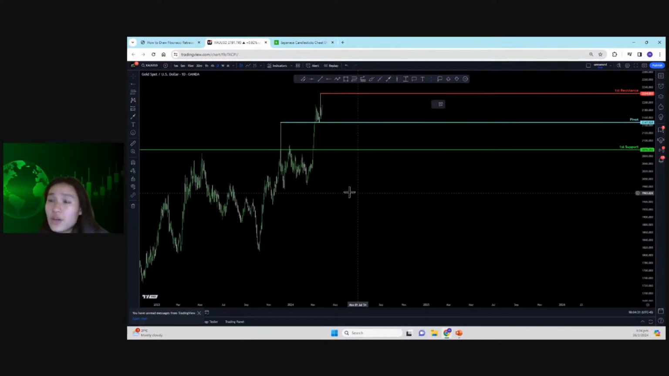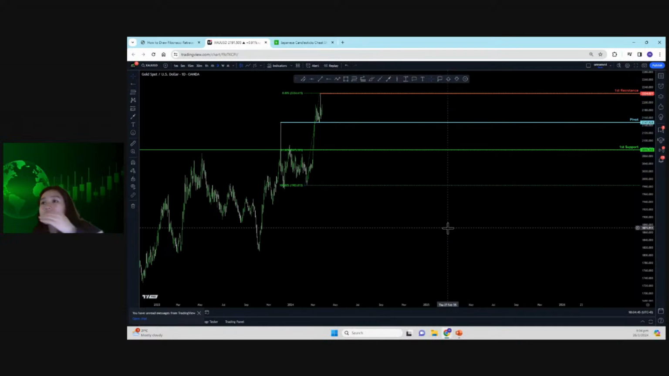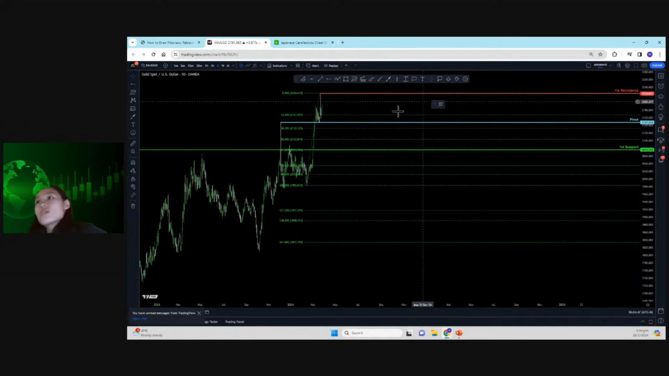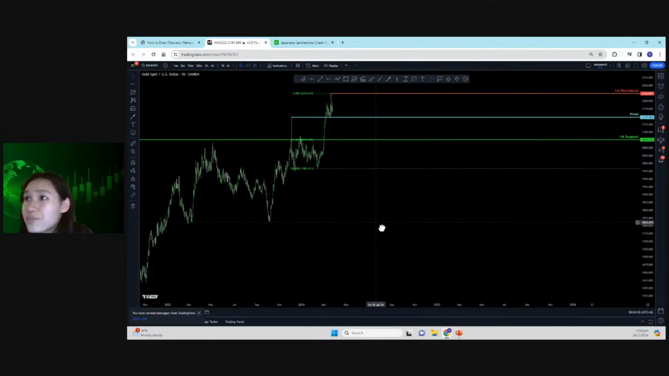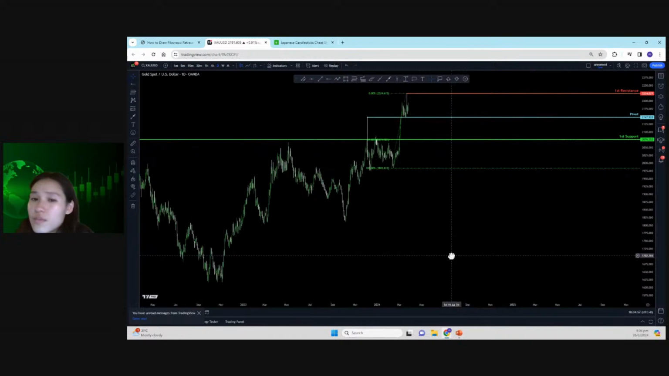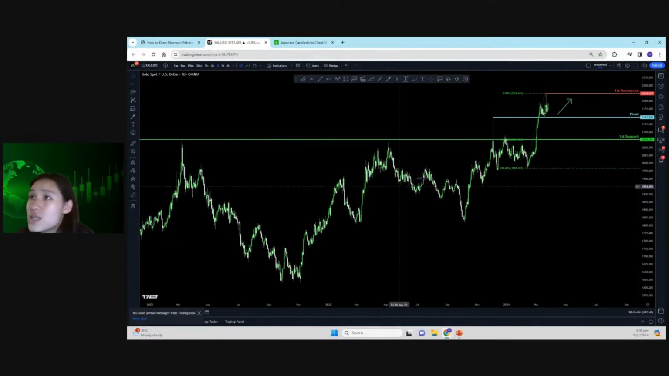Okay, so now that we have our horizontal levels, we go in and support those levels with our Fibonacci tools. So I'm gonna go in with a Fibonacci retracement from here to here. So we see our 61.8 lining up exactly with our first support. So I'm just gonna keep that. Okay, so we are expecting price to continue towards our first resistance.